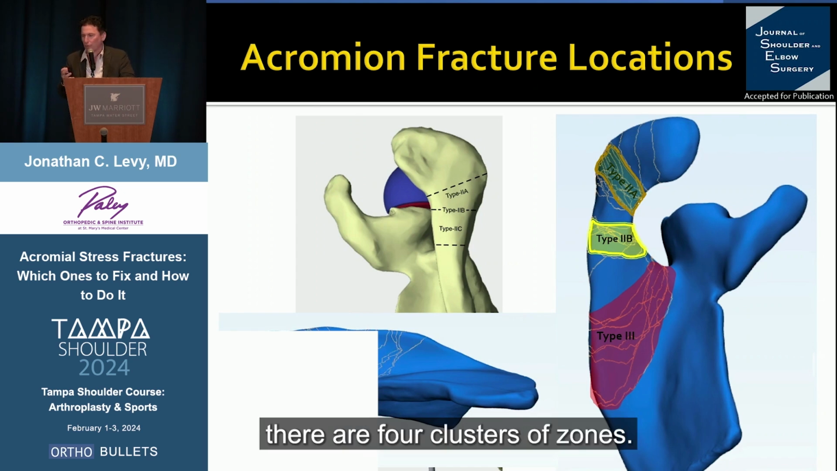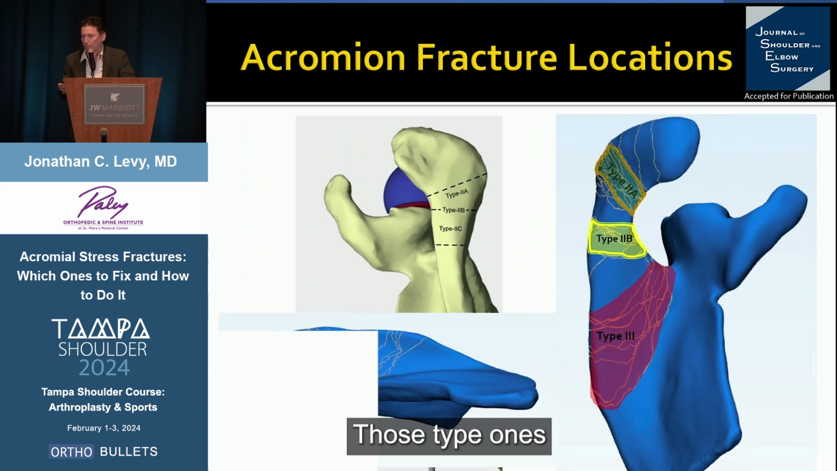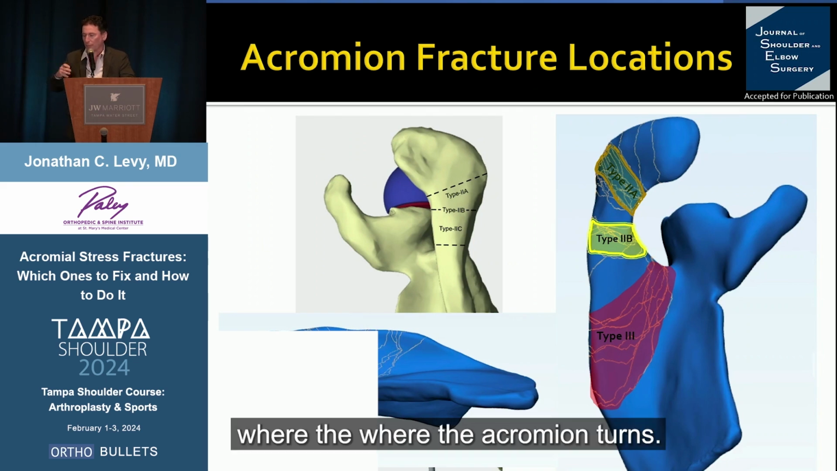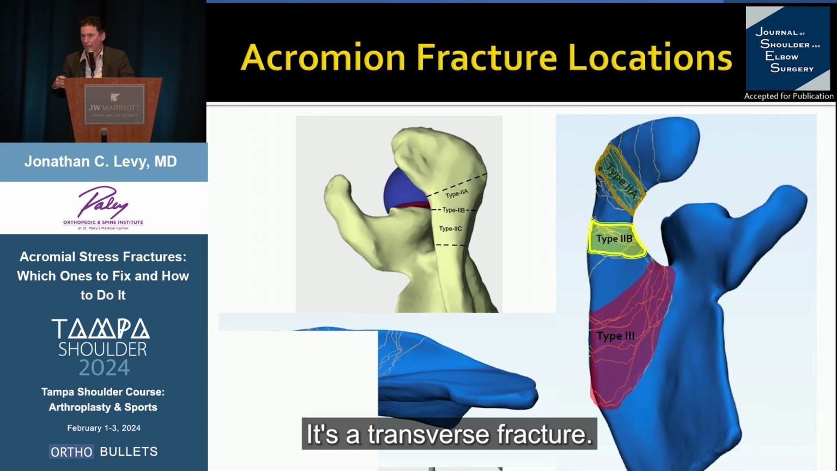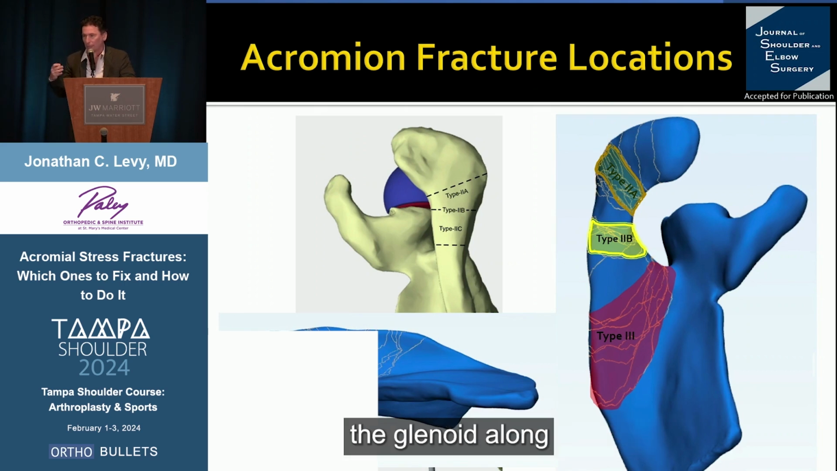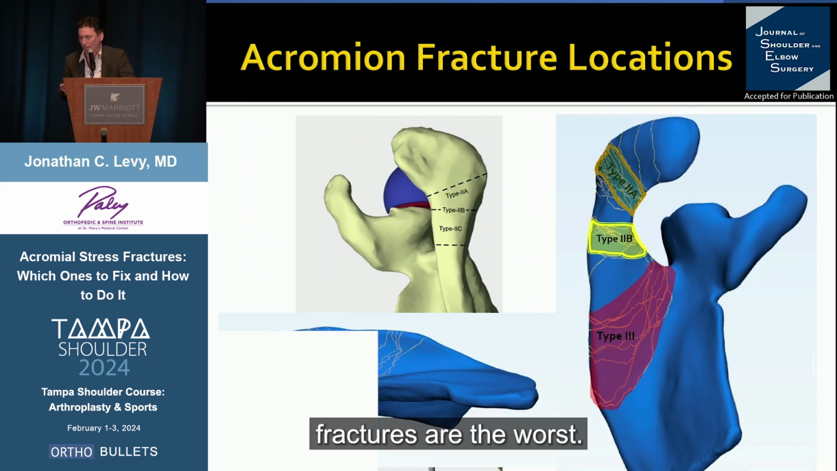So essentially there are 4 clusters of zones. There's the lateral most fractures, those type 1s. There's where the acromion turns, that's the type 2A. Type 2B is a transverse fracture. It happens along the interface of where the glenoid is fixed. And then the type 3, the dreaded base of the acromion fractures, are the worst.